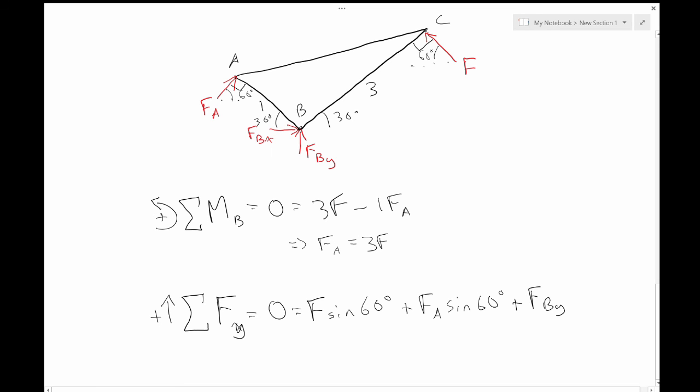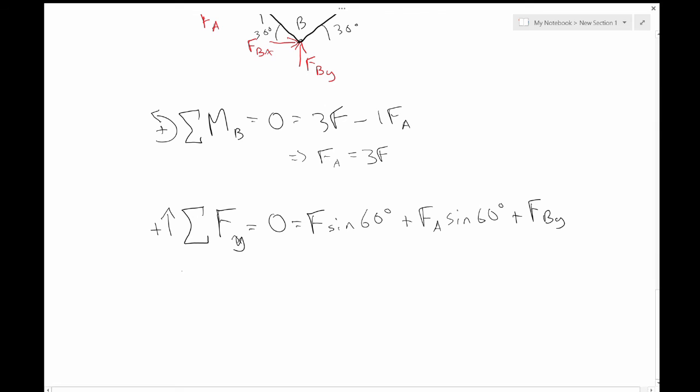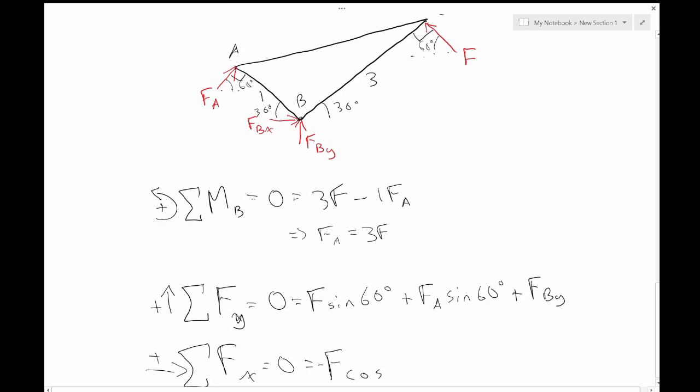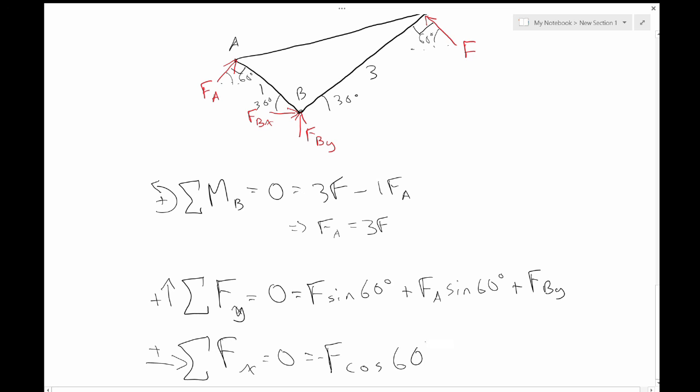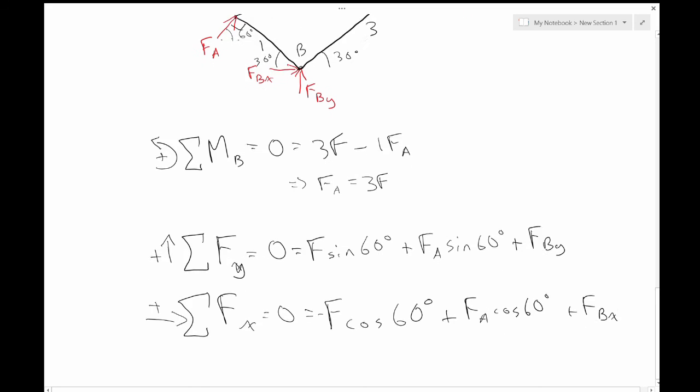And then similarly for the sum of forces in X equals 0, this is going to be negative F cos 60 degrees plus F of A cos 60 degrees plus F of BX. And you can solve the math on your own.